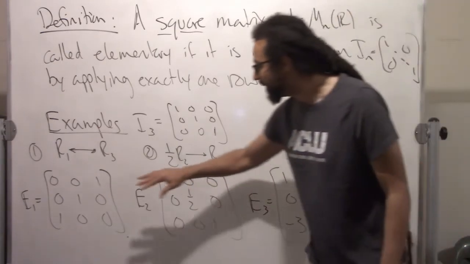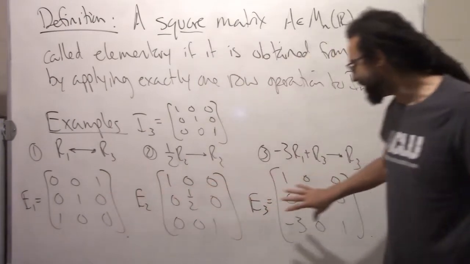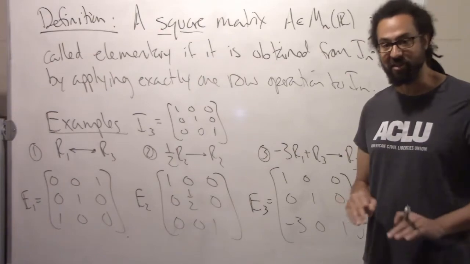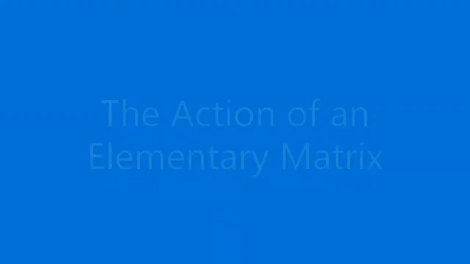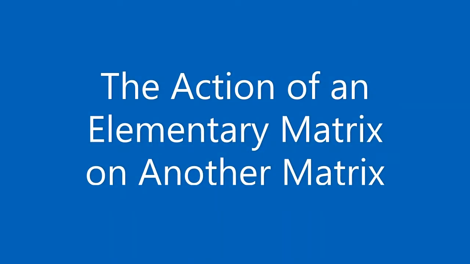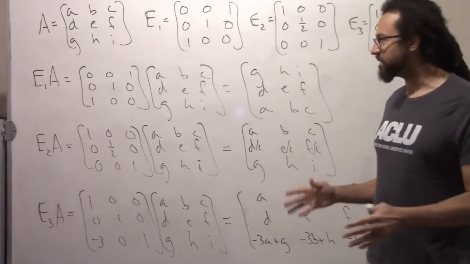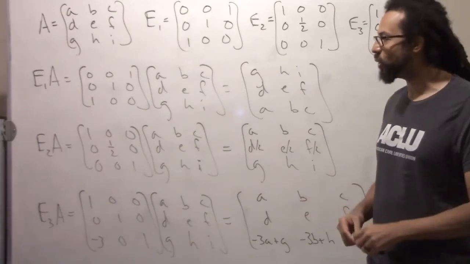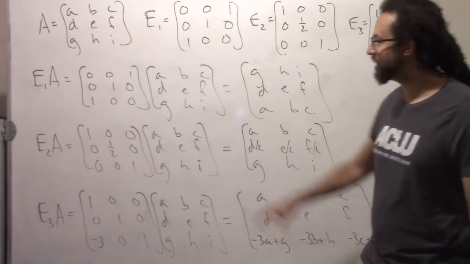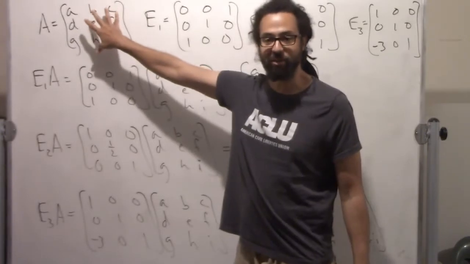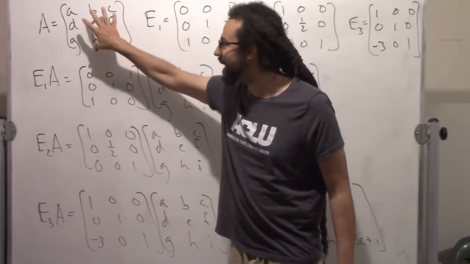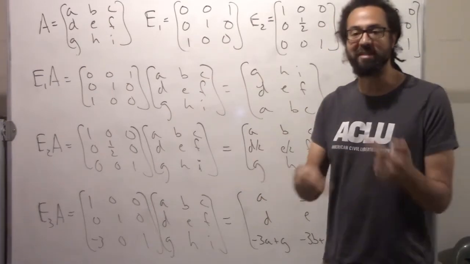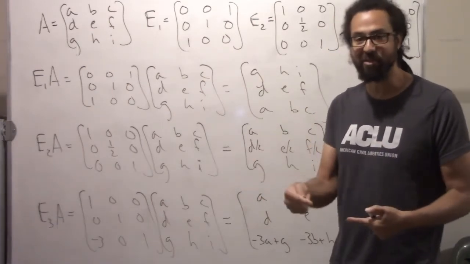So now let's see what multiplying by these particular elementary matrices will do to a standard 3 by 3 matrix. All right, so this example should show us why we call these things elementary matrices, because when you multiply on the left, so here's any old 3 by 3 matrix, by one of these elementary matrices, it will do the same action to the rows that we did to the identity matrix.